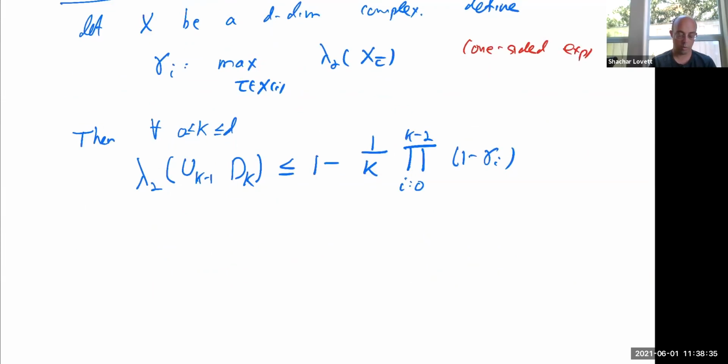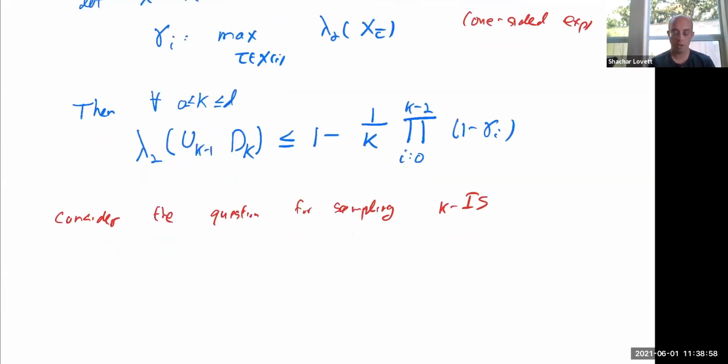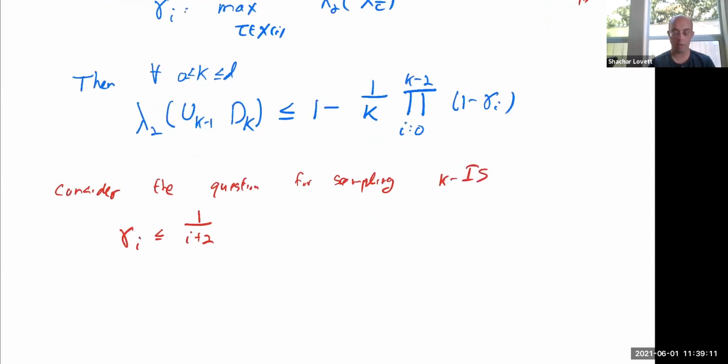So again, consider the question for sampling k independent set in the regime we talked about, where k is not too big. There we saw the bound gamma I was at most 1 over I plus 2. Right, this was the bound we saw. And now let's plug it here, and what do we get?